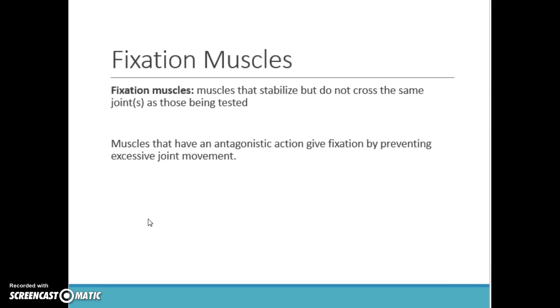The anterior trunk muscles fix the thorax to the pelvis, and the anterior neck muscles lift the head forward when moving from supine to sit. Muscles that have an antagonistic action give fixation by preventing excessive joint movement. For example, the lumbricals and interossei fixate to prevent hyperextension of the MCP joint during finger extension.